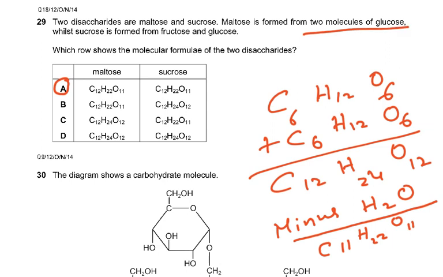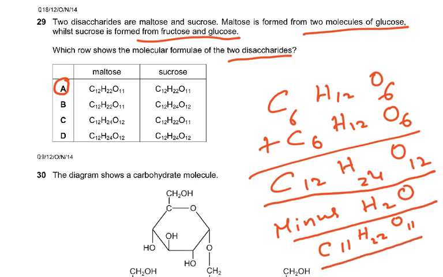Now, two disaccharides are maltose and sucrose. Maltose is formed from two molecules of glucose. Sucrose is made from fructose and glucose. Fructose and glucose are isomers. Which row shows the molecular formula of the two disaccharides? So C6H12O6 plus C6H12O6 gives you C12H24O12. Then minus the H2O because it's a condensation reaction. So it will be left with C11H22O11, and this was the correct answer.